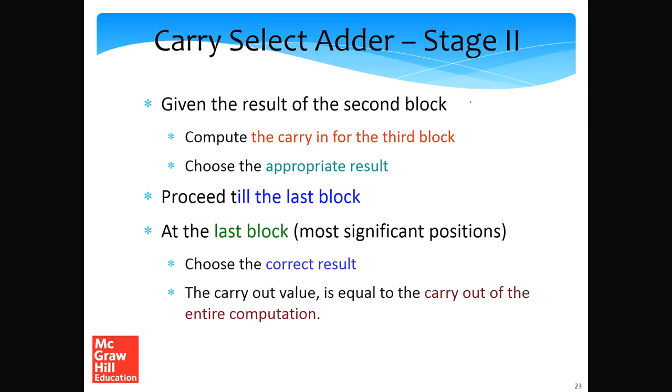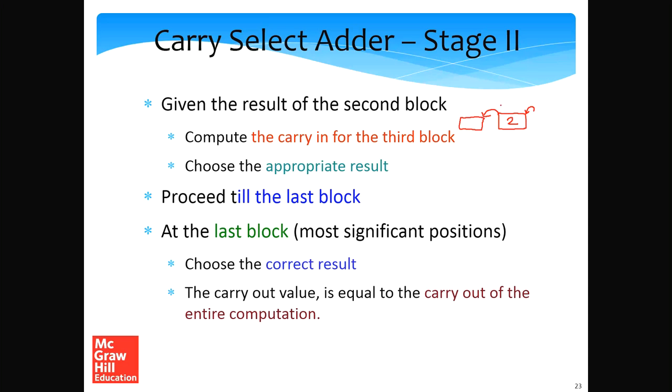We just take the carry that is coming in. So let's say for the second block, for block number 2, we know the carry in. Since we have the pre-computed results, we can immediately find what is the carry out. And then this goes to the next block, the third block.